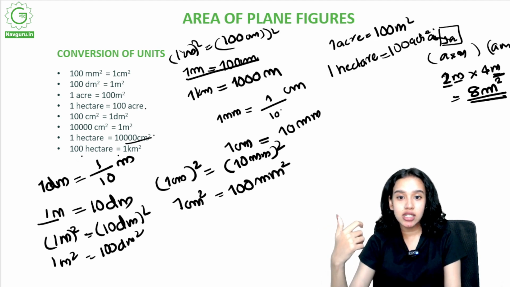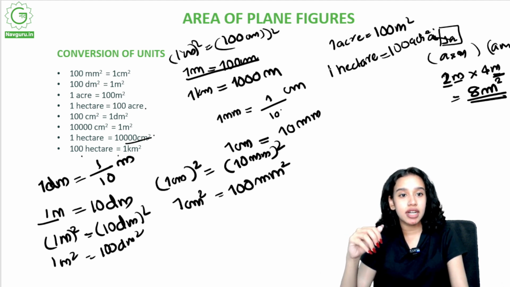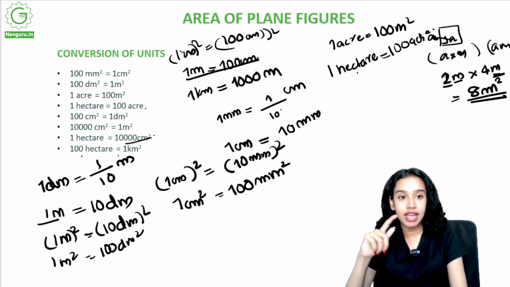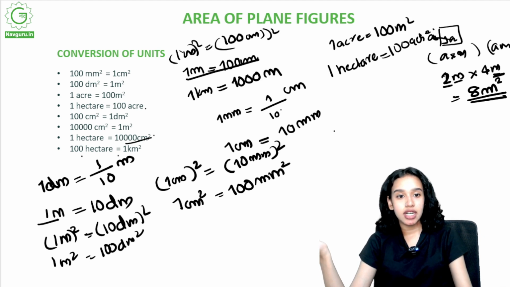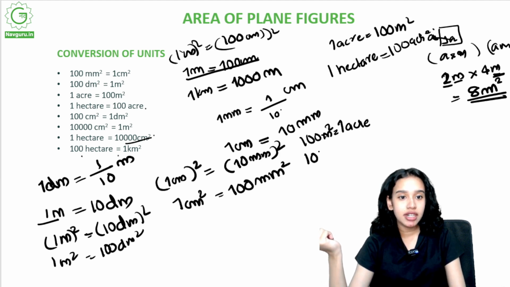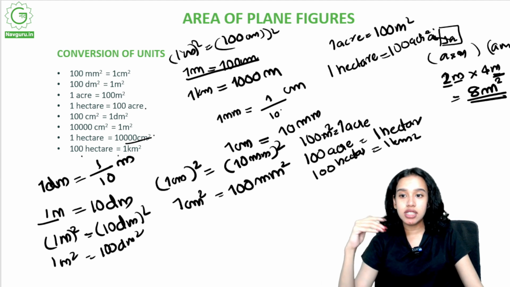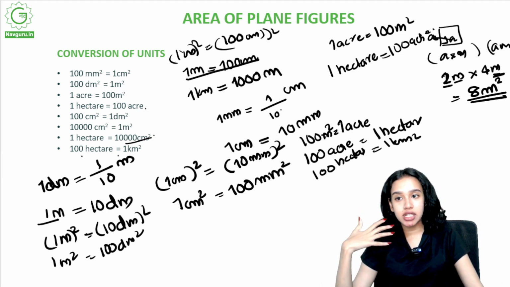Now 100 hectare is equal to 1 kilometer square, right? So what is 100 hectare? 100 hectare is equal to 1 kilometer square and 1 hectare is equal to 100 acre, right? So we have 1 acre is equal to 100 meter square, right? Now 100 acre gives us 1 hectare, right? And 100 hectare gives us 1 kilometer square, right? Now this is all about the chapter area of plane surfaces.